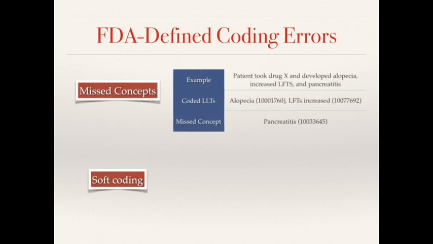Missed concepts occur when not all reported information is coded. For example, the report states that the patient took drug X and subsequently developed alopecia, increased liver function tests, and pancreatitis. However, only alopecia and LFTs increased were coded. Pancreatitis is then considered as the missed concept.